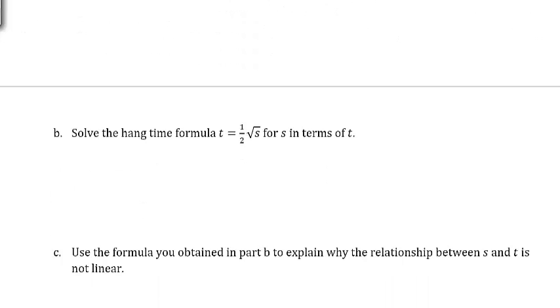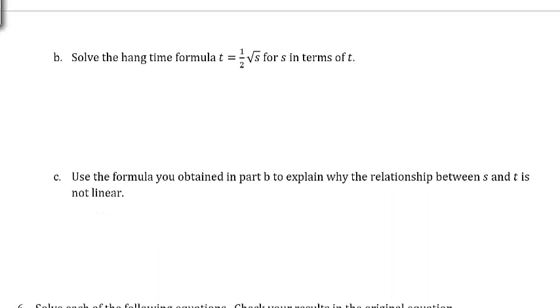Okay, the next one, solve the hang time formula in terms of s. So we want to solve this equation for s. We have t equals 1/2 times the square root of s. So we're trying to get this s alone. So the first thing that I need to do is undo this multiplication, which means I'm going to divide by 1/2. And remember, when you divide by a fraction, that's the same as multiplying by its reciprocal, and the reciprocal of 1/2 is 2. So this would give us 2t equals the square root of s.